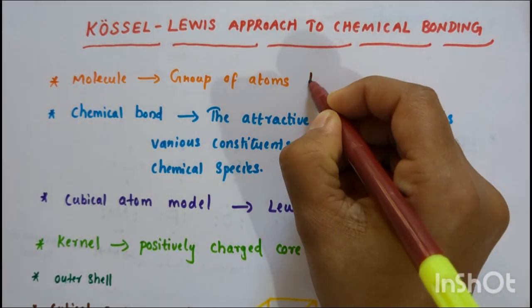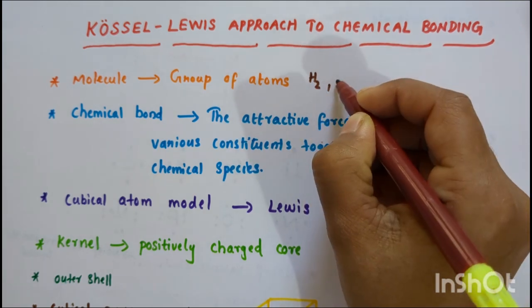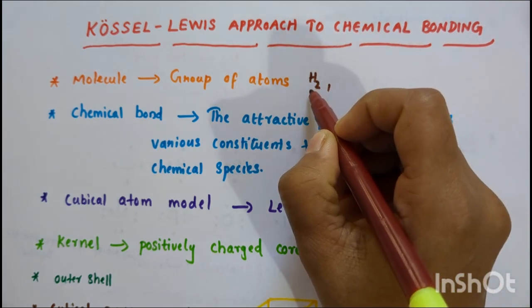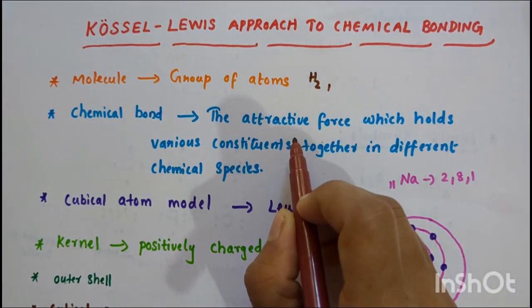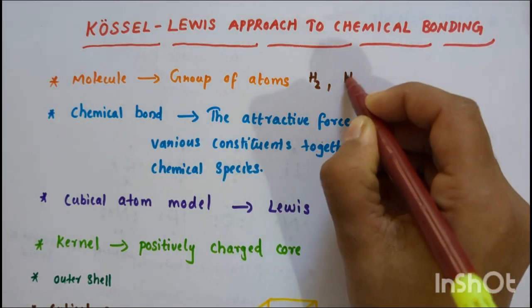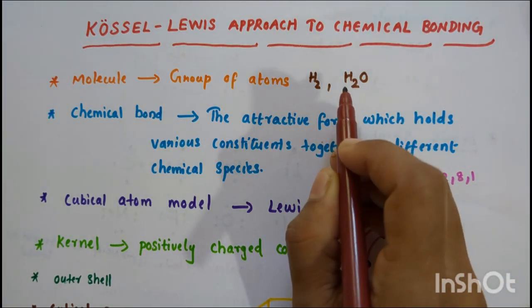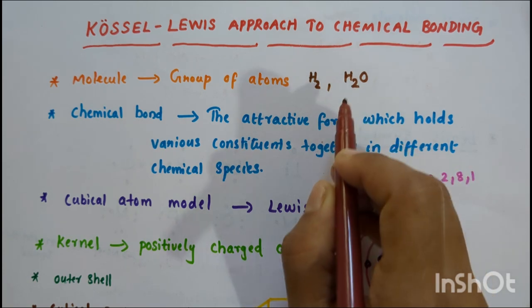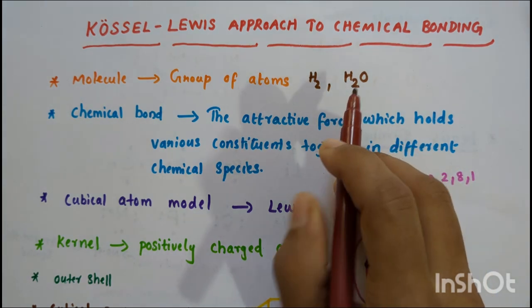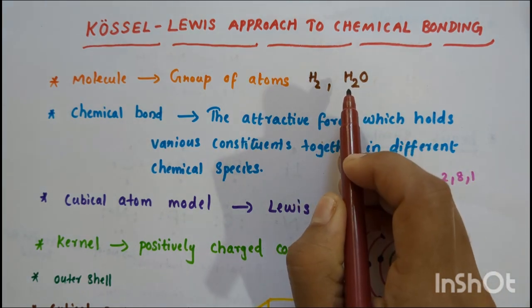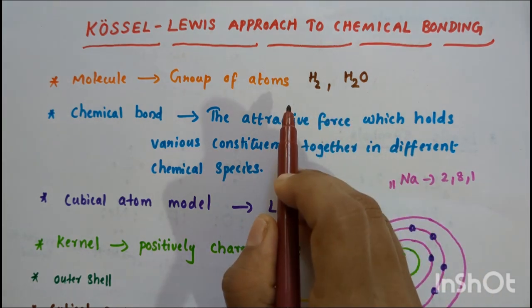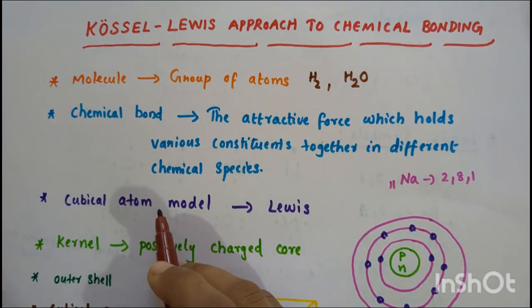We have, for example, hydrogen molecule H2. Two hydrogen atoms are there, so a group of atoms, that is a molecule. When you consider water molecule H2O, again a group of atoms: two hydrogen atoms and one oxygen atom. So that is a molecule. A group of atoms is actually called a molecule.